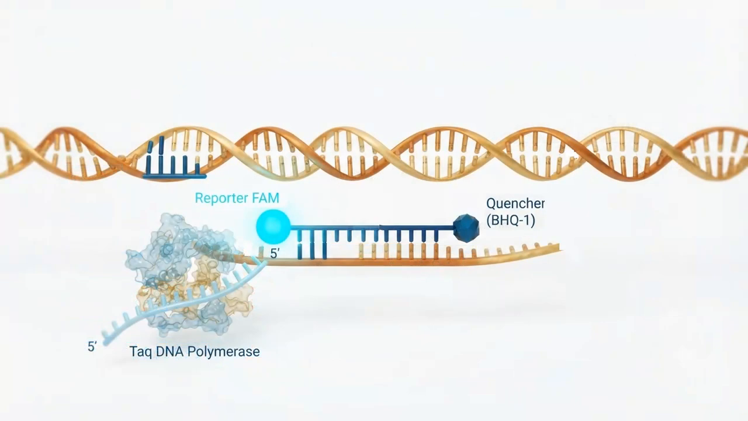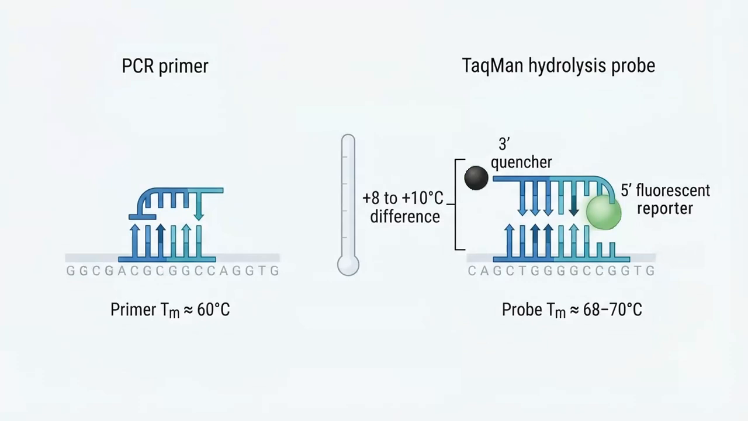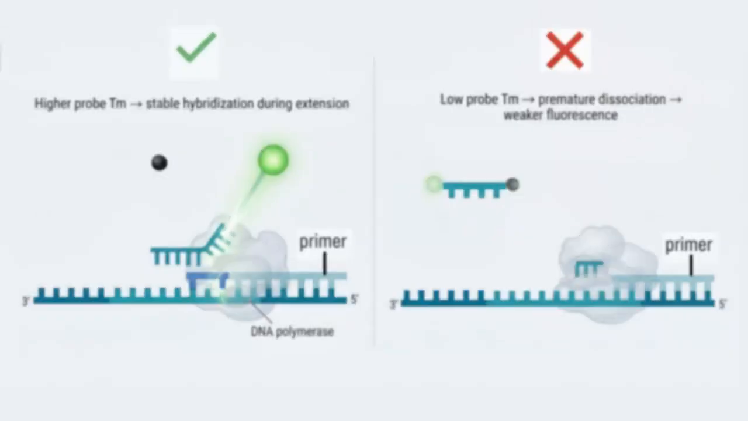If I could evaluate only one parameter during probe design, it would be the melting temperature. Why? Because the probe must remain hybridized while DNA polymerase is actively synthesizing the new strand. In most qPCR assays, primers have melting temperatures close to 60 degrees Celsius. Your probe should typically melt about 8 to 10 degrees higher, usually around 68 to 70 degrees Celsius. That difference is intentional. Once DNA polymerase begins extension, the primers have already completed their job.